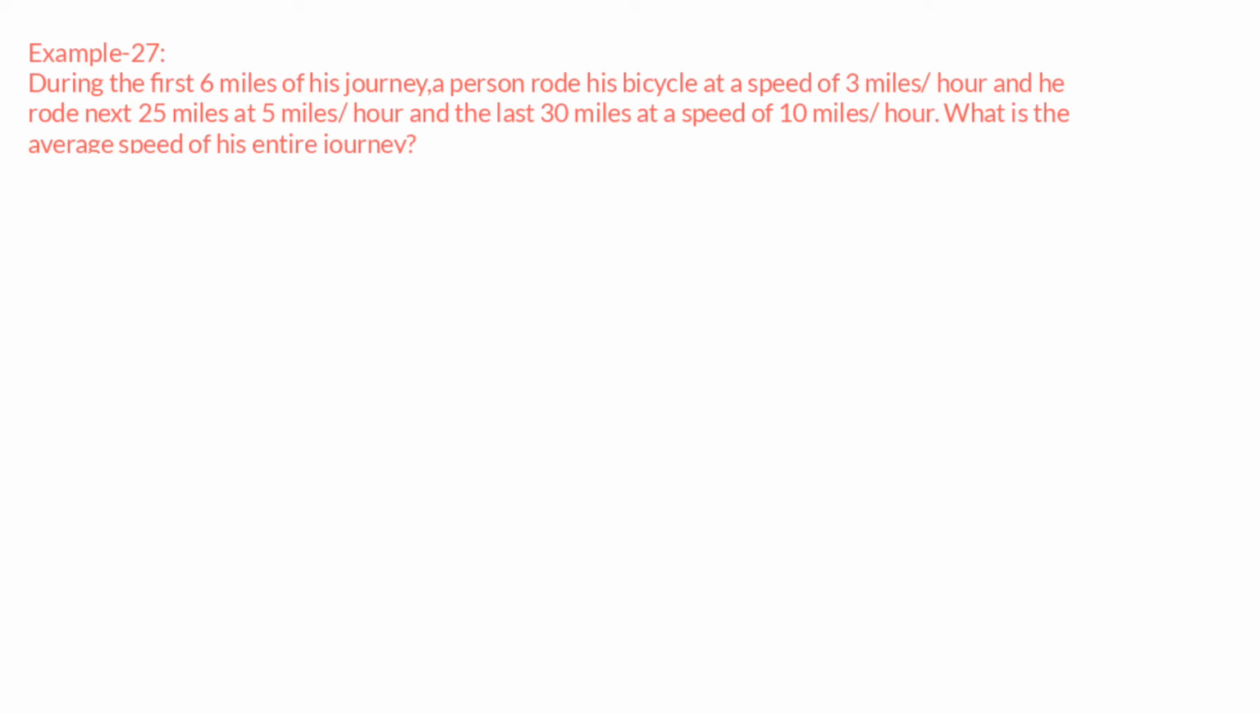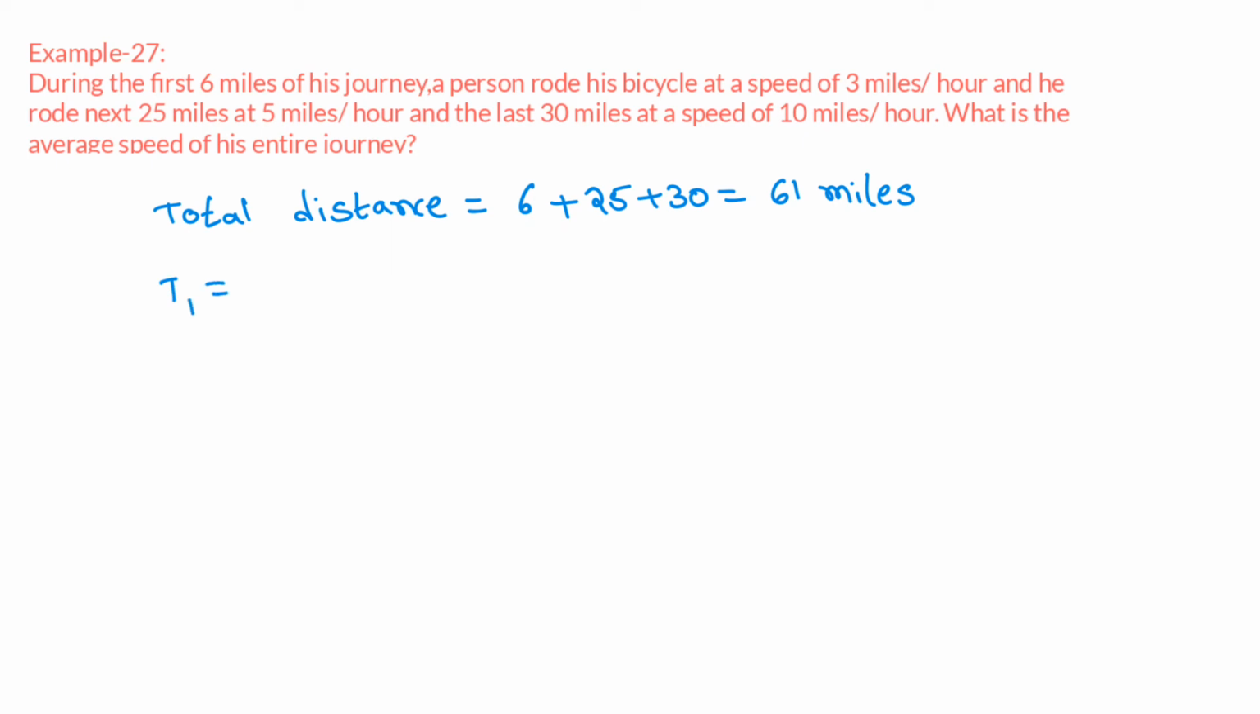This is a question which is directly related to quick trick 10, and as a first step, obtain the total distance he covered. He covered a distance of 6 miles plus 25 miles plus 30 miles, which is equal to 61 miles. And it is given that he covered the 6 miles distance with a speed of 3 miles per hour. So obtain the time t1 which is required to cover the distance, that is 6 over 3, that is 2 hours.